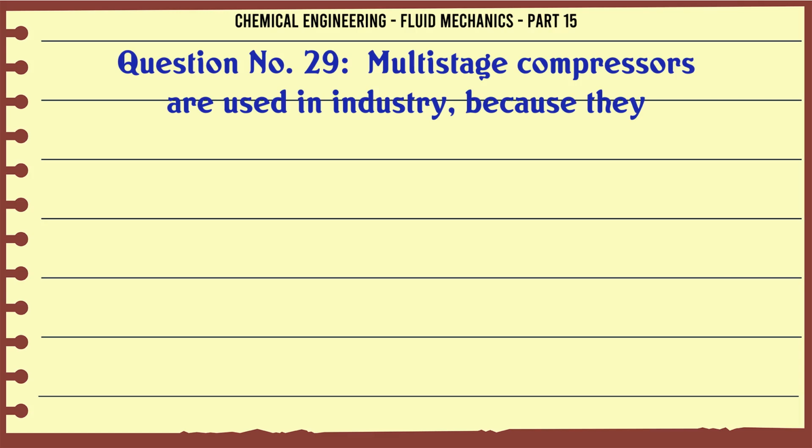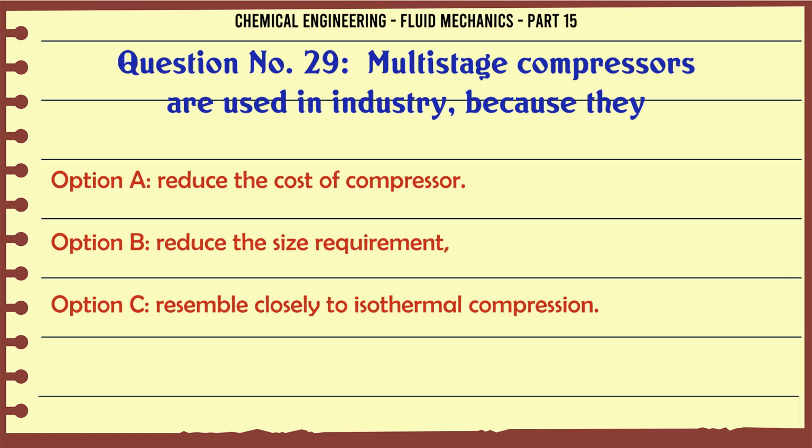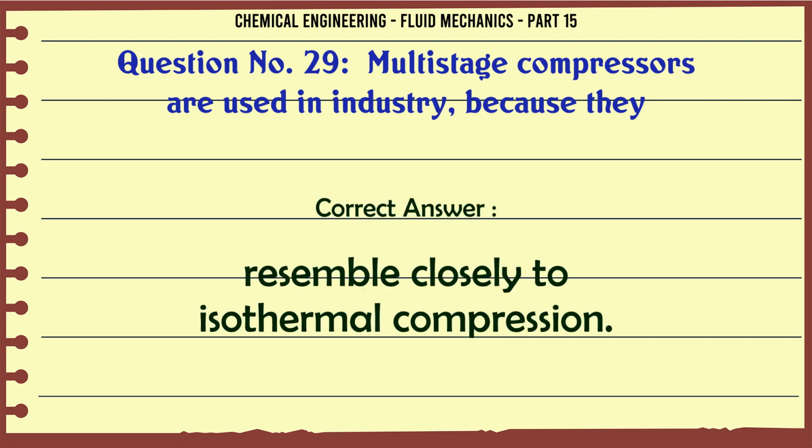Multistage compressors are used in industry because they A. Reduce the cost of compressor, B. Reduce the size requirement, C. Resemble closely to isothermal compression, D. Are easy to control. The correct answer is resemble closely to isothermal compression.